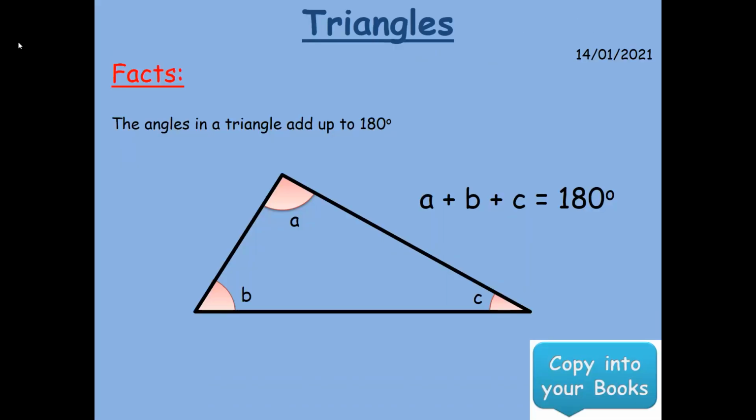Okay, so when we're thinking about angles in a triangle, the fact that we need to remember is that all the angles add up to 180 degrees. So we've got angles A, B, and C, and I've said A plus B plus C is 180 degrees. So just copy that into your book because that's going to be really important to remember.